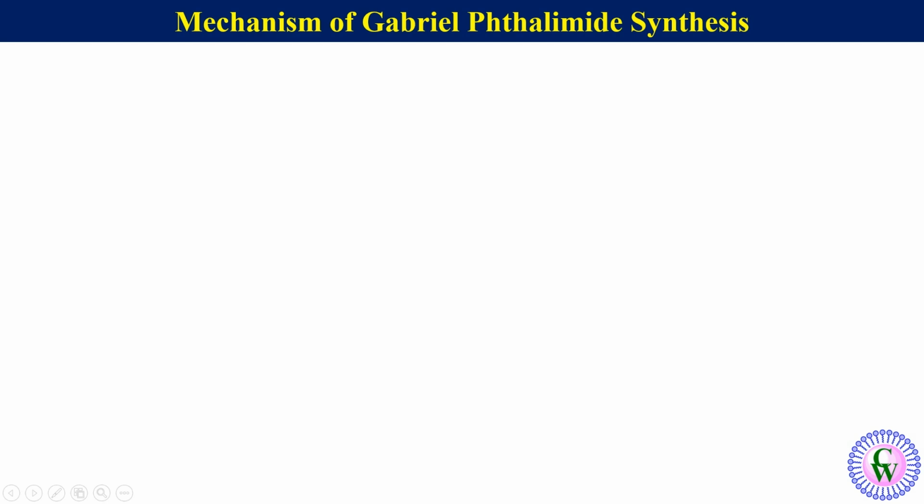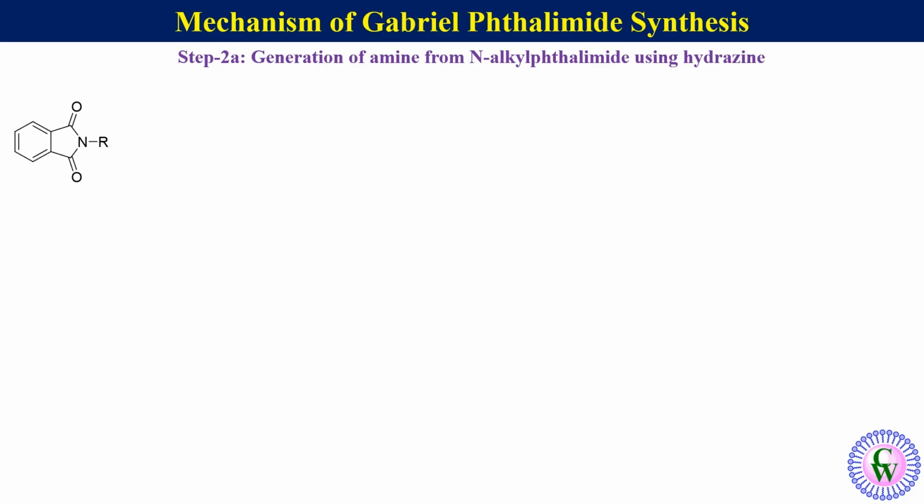Mechanism of step 2. We have seen that there are three methods for making amine from N-alkyl phthalimide. We will learn the mechanism for each one by one. First is generation of amine using hydrazine. N-alkyl phthalimide has electrophilic carbonyl group and hydrazine acts as a nucleophile.